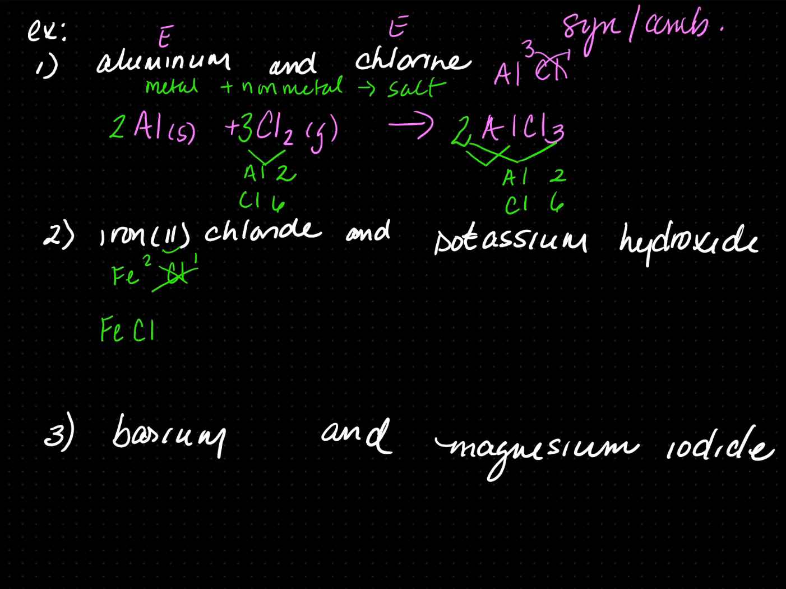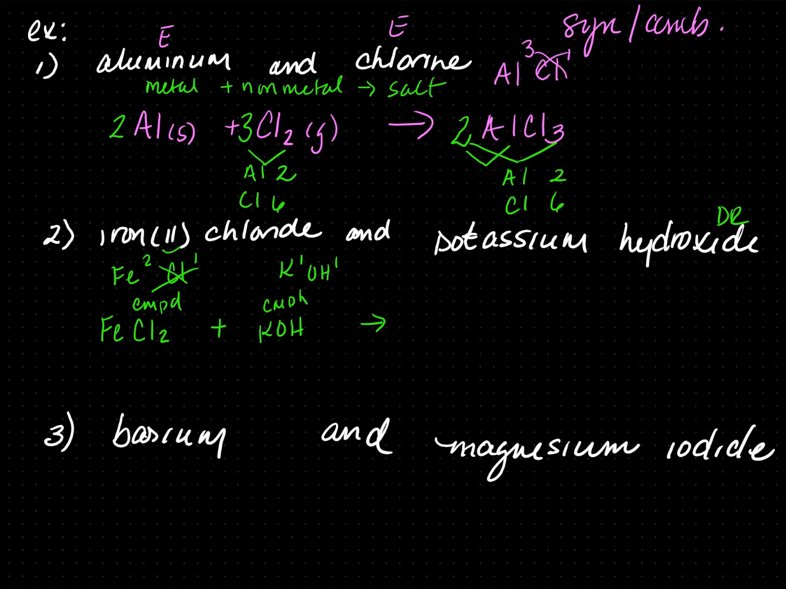FeCl2 plus potassium hydroxide. Potassium is a metal, so we need to find the charge of potassium. Hydroxide is OH with a charge of 1. So this is KOH. We have a compound plus a compound, so we know this is going to be a double replacement. In a double replacement, the metals switch with metals. So they're going to swap partners.